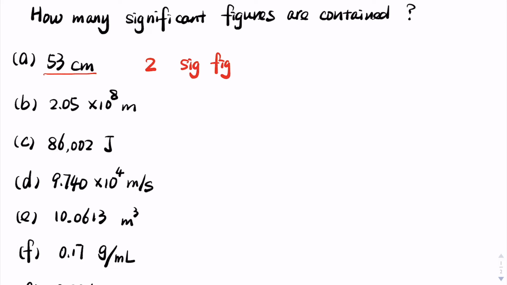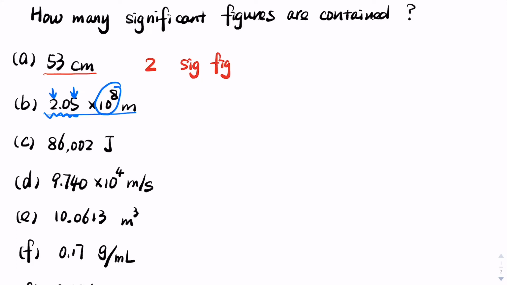Remember this is a scientific notation expression. In this expression, the 10 to the power 8, when we're trying to tell sig figs, we don't look at it. We're only paying attention to the number over here, which is 2.05. As we explained as part of the rule, if you have non-zero numbers, they're significant. So both 2 and 5 are significant.